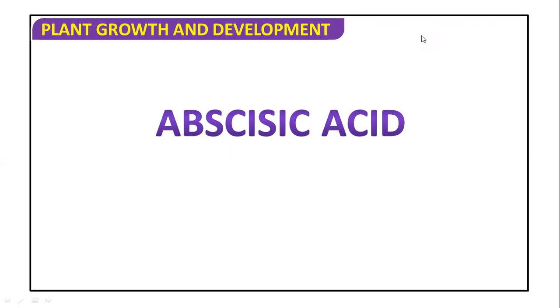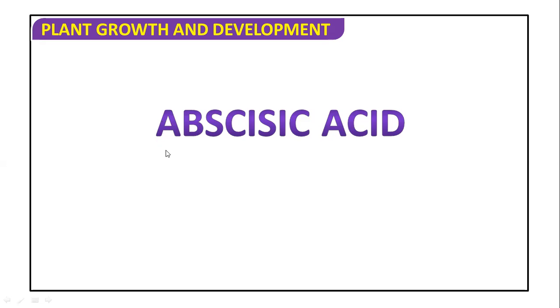Dear students, we are in a continuation of the chapter plant growth and development. In this, we are continuing with one of the important topics, plant growth regulators. We have already discussed auxin, gibberellin, cytokinin, and ethylene. Today we are going to talk about one important regulator, abscisic acid, which is actually not a promoter, it is a plant growth inhibitor.